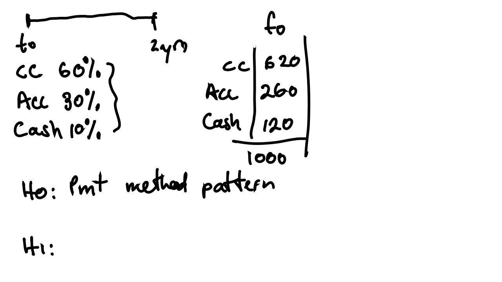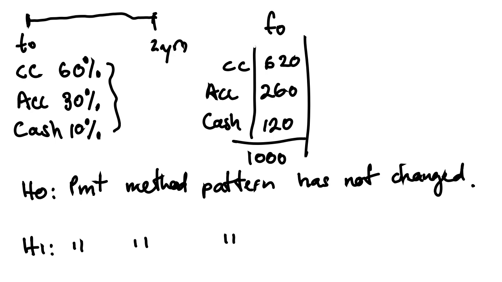Okay, your H naught will always be the same, or no change. Your H1 is the opposite of that. So you could just say the payment method pattern has changed. That's your H0 and H1, right? That's how you would state it.